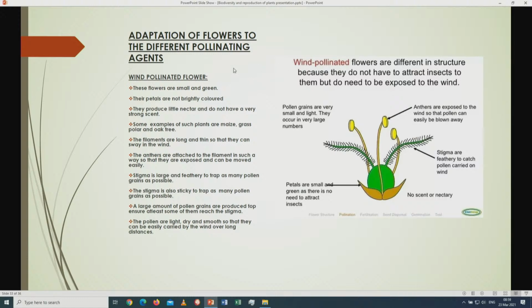So as I said, agents of pollination are needed to transfer pollen. So now let us see how a flower is adapted to be pollinated by different pollinating agents. Here we'll start with a flower which is adapted to be pollinated by wind. It must have the following features. Pollen grains are very small and light, so they occur in very large numbers. The anthers are exposed to the wind so that pollen can easily be blown away. The stigma are feathery and sticky to catch the pollen. There is no scent.